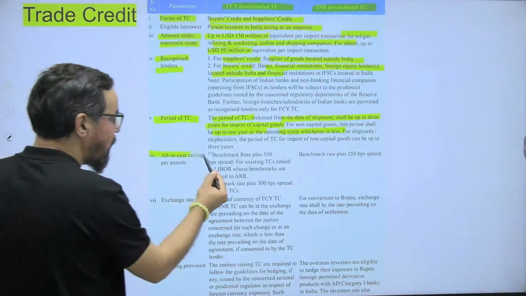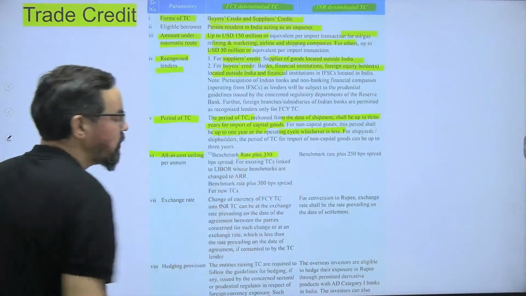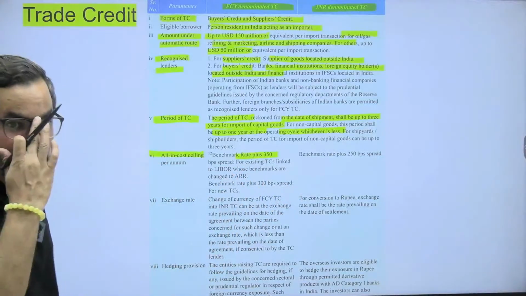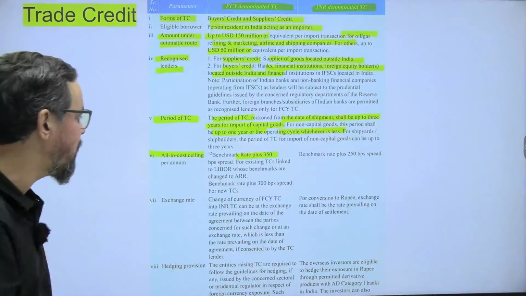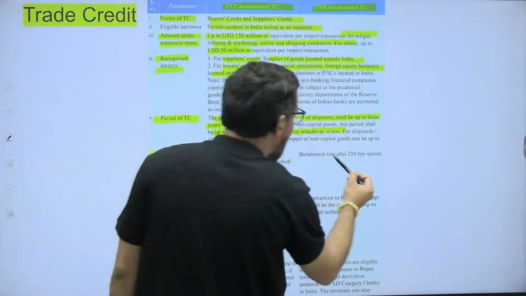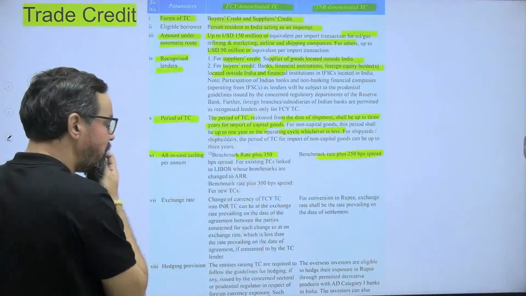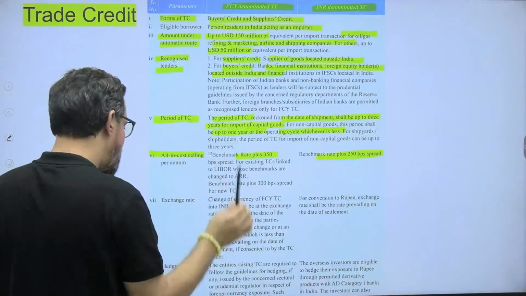All-in cost: it is 350 plus. Usually, when it comes to ECB, the all-in cost is 450, but here it is 350, and in case of INR denominated it is 250 basis points plus spread.